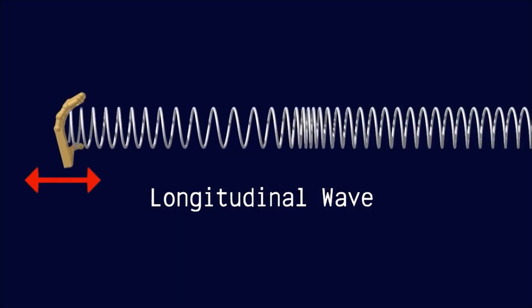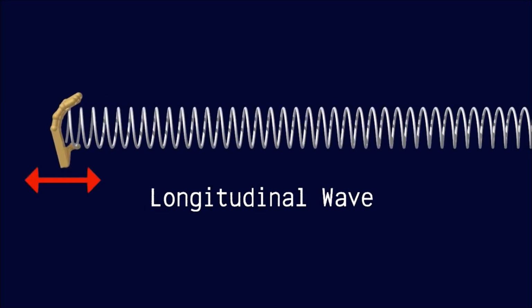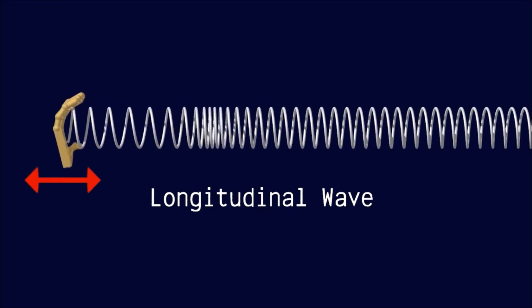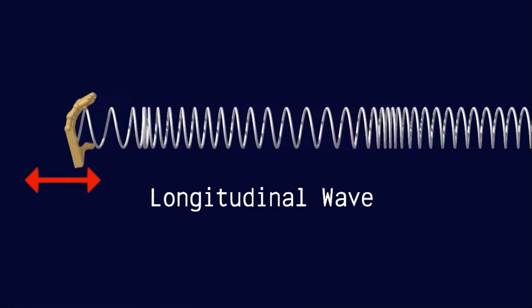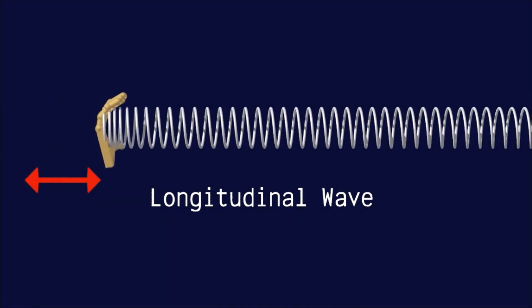The back and forth vibration of an object creates longitudinal waves of sound. Longitudinal waves are waves that oscillate in the same path that the sound wave is moving.